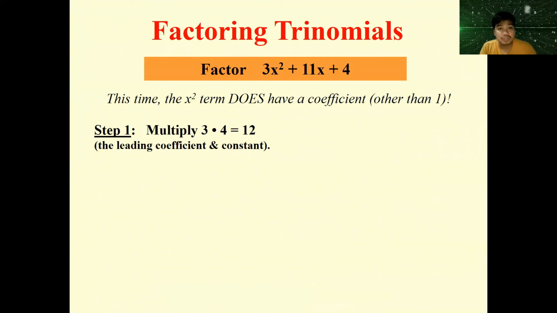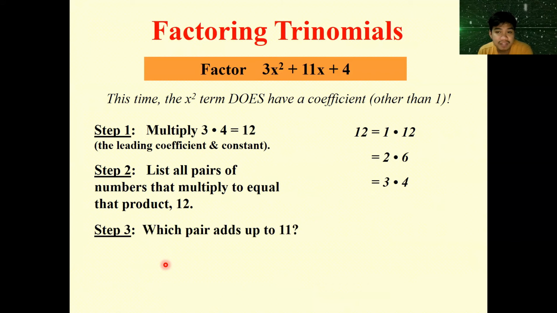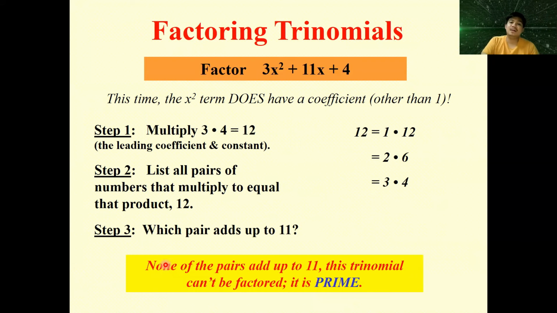First step, we're going to multiply the coefficient of our leading term, which is 3, and 4, our constant term. So that is equal to 12. And then after that, list all the pairs of numbers that multiply to equal the product. So we have 12. So those are 1 and 12, 2 and 6, and 3 and 4. And then which pair adds up to 11? So as you can see, none of the pairs add up. This trinomial can't be factored.